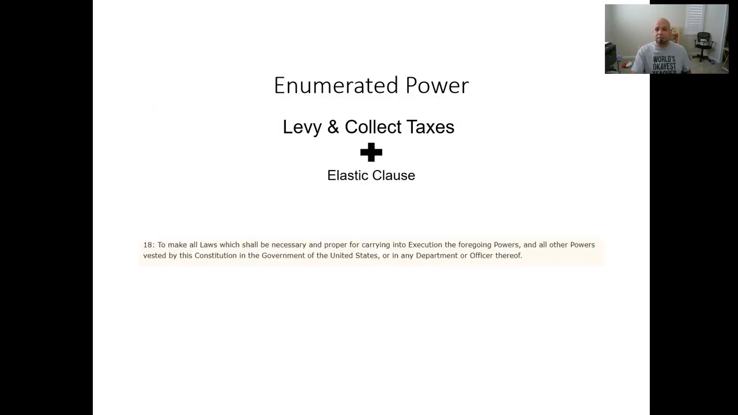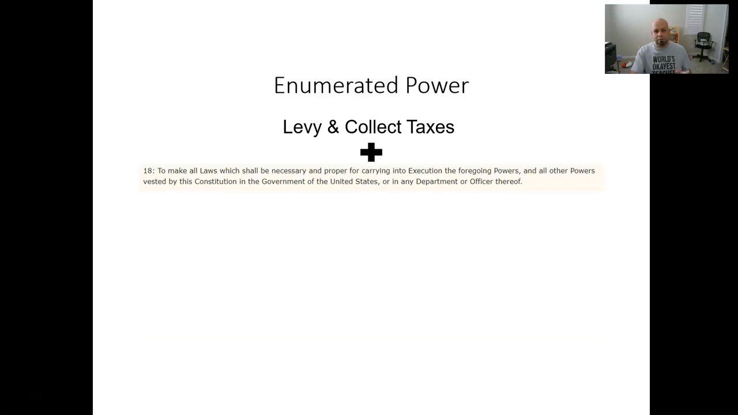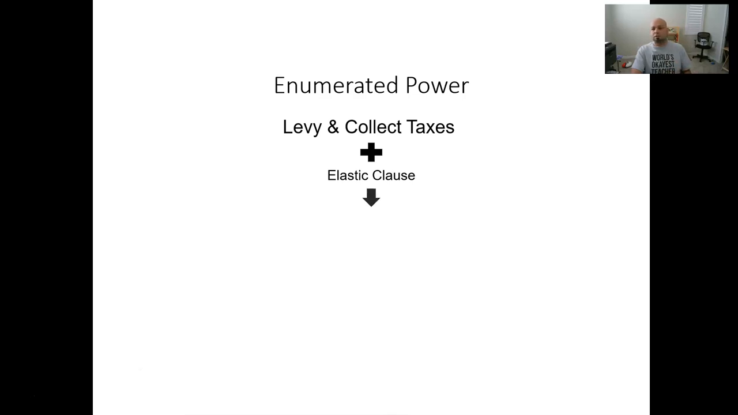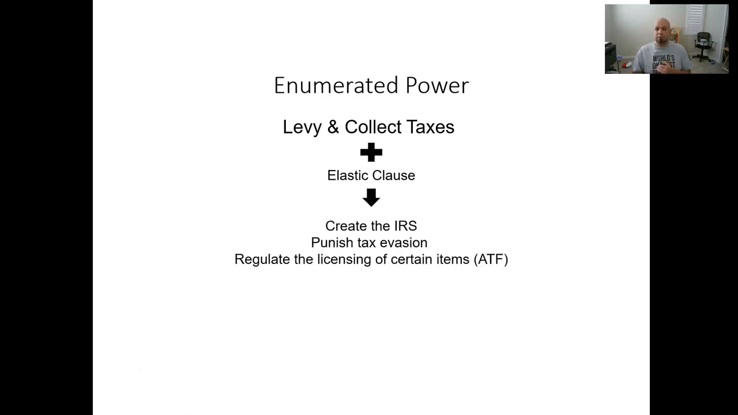Okay. Now, you add the power to collect taxes, the elastic clause, which again, in the Constitution, Article 1, the last section we looked at, Clause 18, to make all laws which shall be necessary and proper to carry into execution the foregoing powers, which means the powers above, and all other powers that are in the Constitution, in the government of the United States, or any department or officer thereof. Okay, that's the elastic clause, the necessary and proper clause. So you do that, and we get things like this: create the IRS, punish tax evasion, regulate the licensing of certain items, ATF, alcohol, tobacco, and firearms. Those all need special tax stamps in order to be sold.